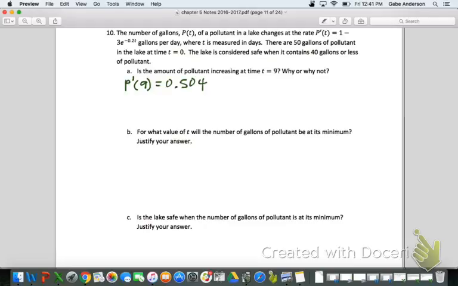0.504. And what is the most important thing about that number? Positive. So we could say something like that, greater than 0. So we can just jump right there to our conclusion. We can say, because P prime of 9 is positive, therefore the amount of pollutant is increasing.